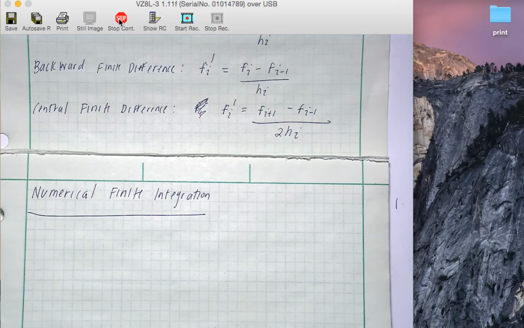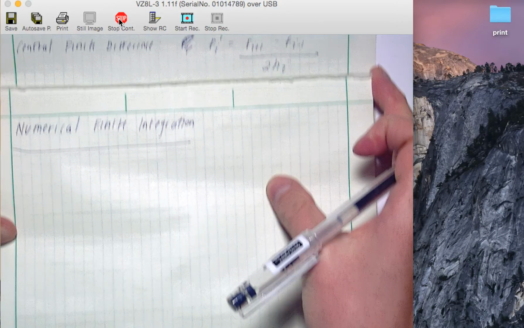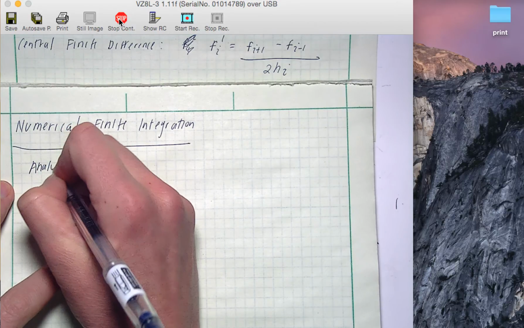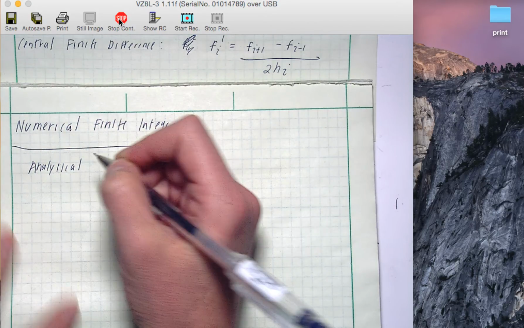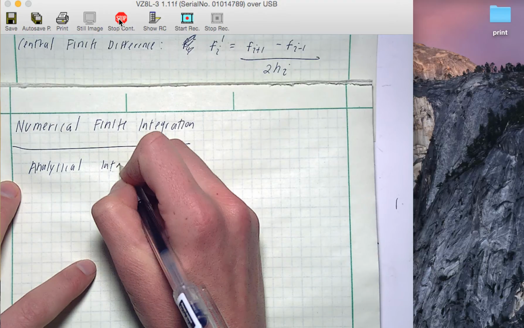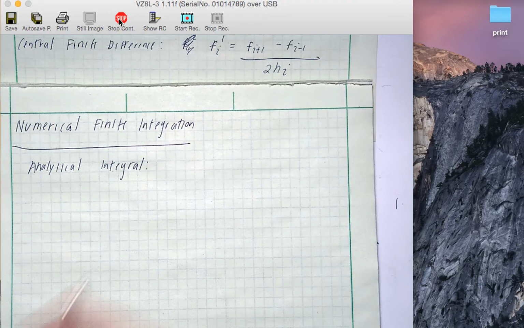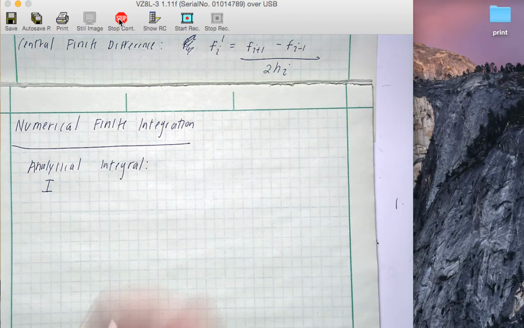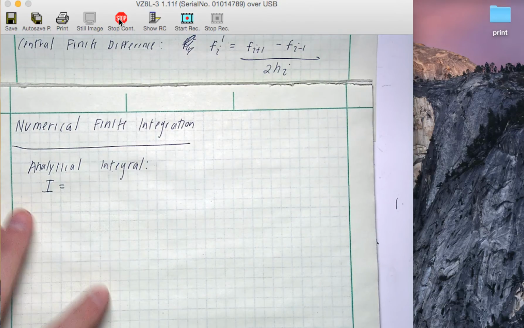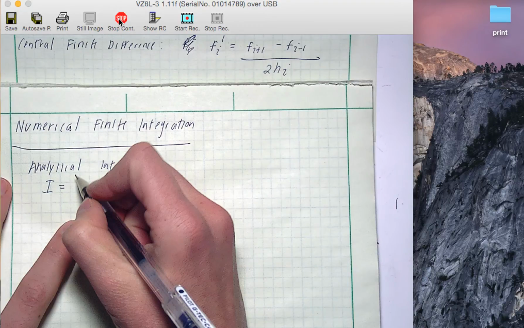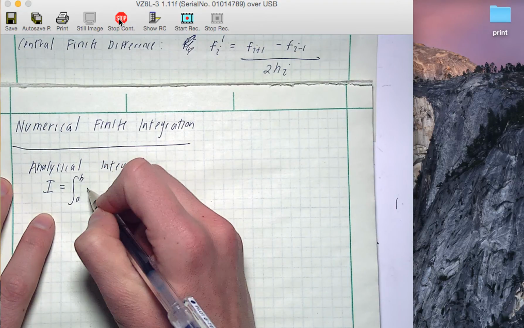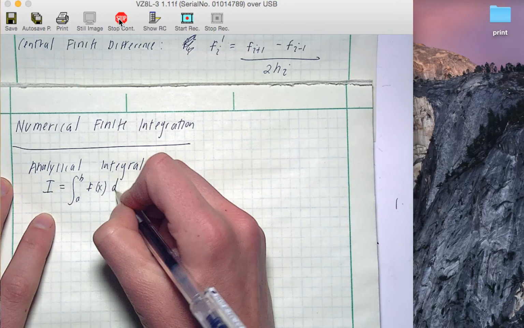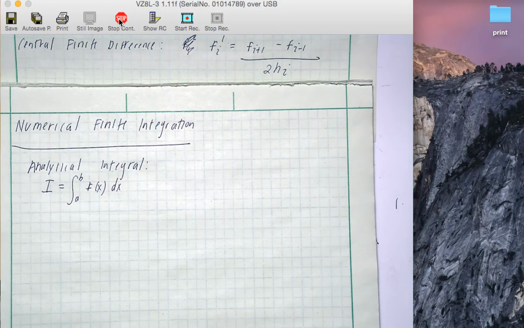Okay, so now we're going to talk about integrals, and first I'm just going to define an integral. I'm going to use this notation throughout. I'm going to use I as the integral, and remember it's just a number, and it just stands for everything that you're integrating between your bounds. So I'm going to call the bounds A to B.